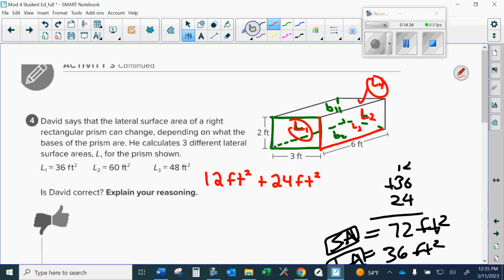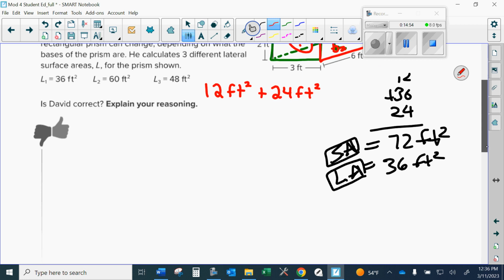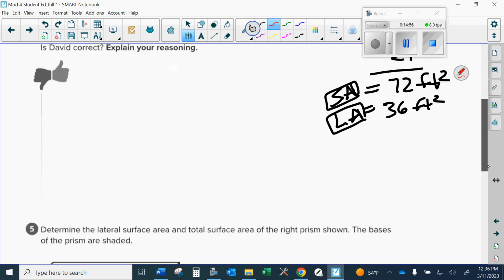So it does depend on what you want to call the base. Most are going to call the base the top and the bottom, here and here. But when it's a rectangular one, you can actually call any of them the base. I could have called that the base and that base, and then I would get different lateral areas. So that is possible.